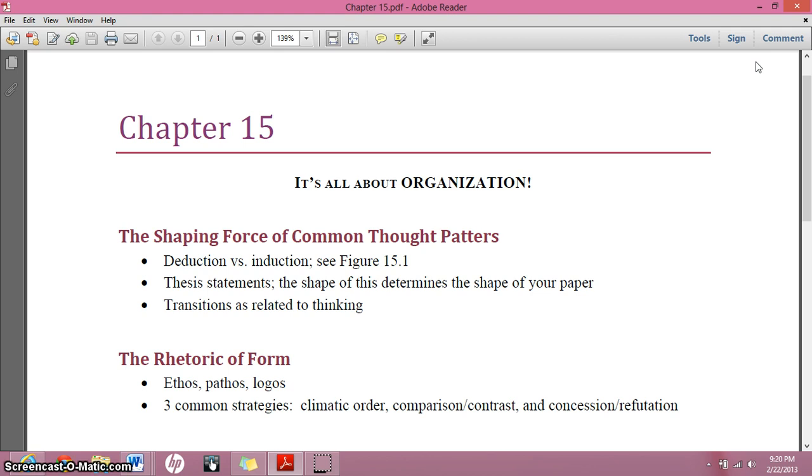So without a good thesis statement, your organization is going to be weak and your focus is going to be weak. So again, it's just another example of how important your thesis statement is to your paper.